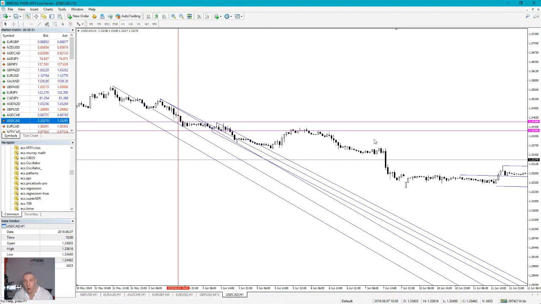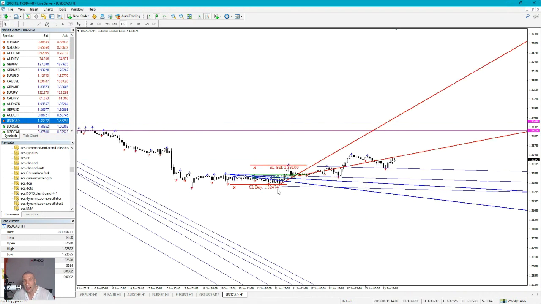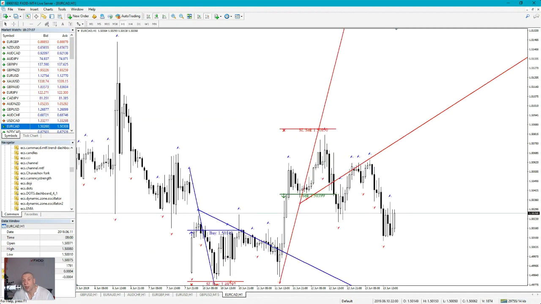But Chuvashov's fork, if you are into this, is something that you should definitely pay attention to because this clearly gives you, based on fractals, clear buy ideas and sell ideas, and of course, you can trade it on each time frame.